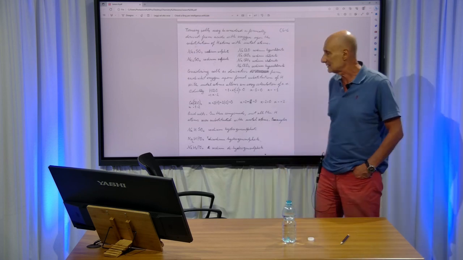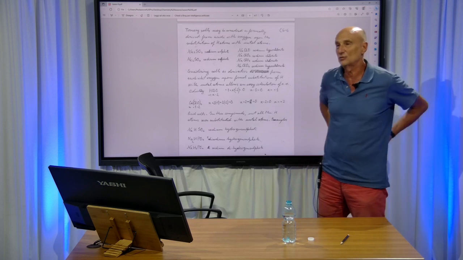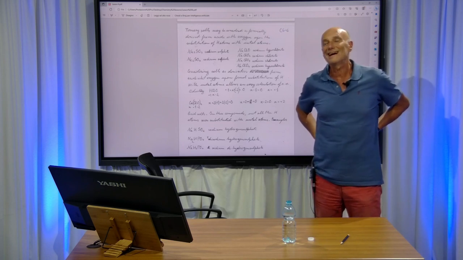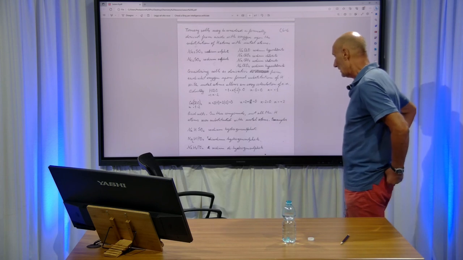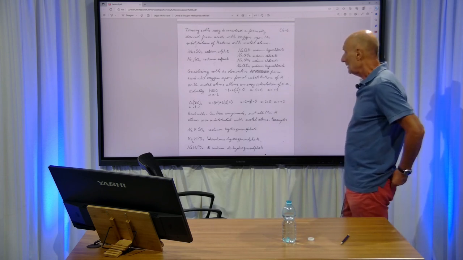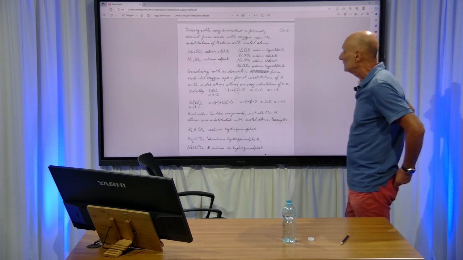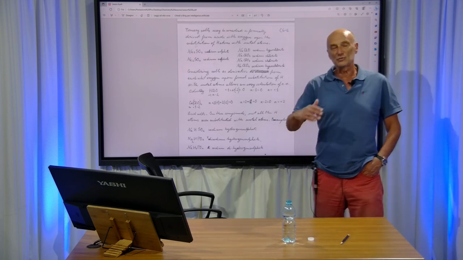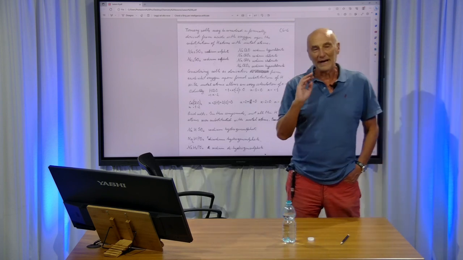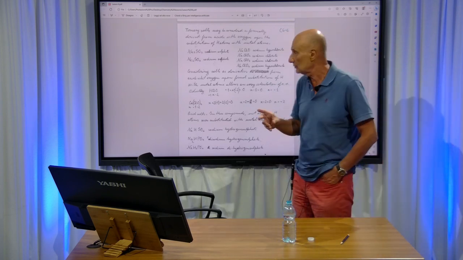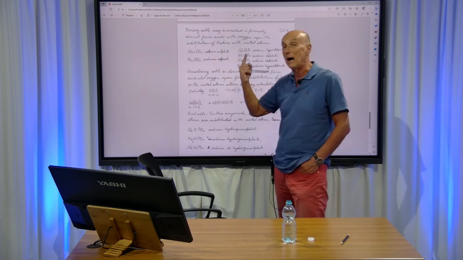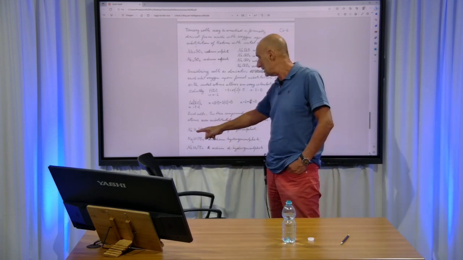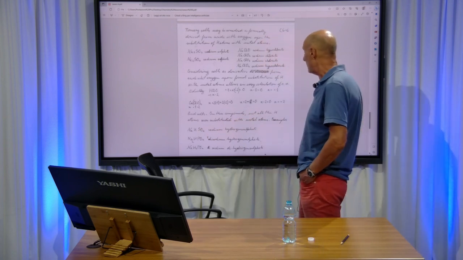Finally, there are the acid salts. The acid salts are those salts in which not all the hydrogen atoms were substituted with metal atoms. As an example, sulfurous acid is H2SO3. If we substitute both hydrogen atoms with 2 sodium atoms, we have sodium sulfite. But if we substitute only 1 hydrogen atom, we have this salt, NaHSO3, which is sodium hydrogen sulfite.